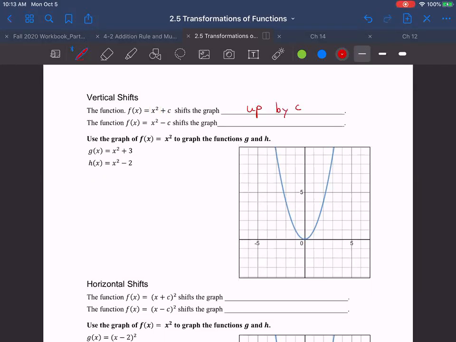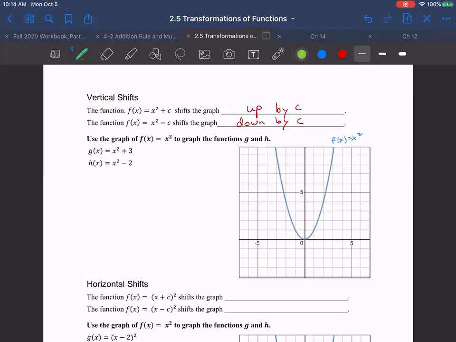The next one is the same sort of thing, except we're subtracting. And so this is going to shift our graph down by c. All right, it's going to shift it down by an amount c. And then we have a couple of examples here. Here in the picture, that's the graph of f of x equals x squared, in blue.